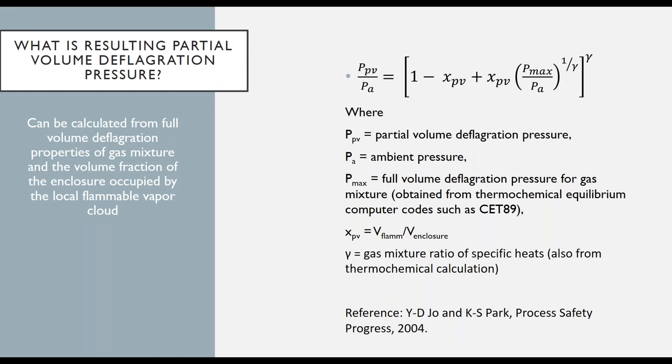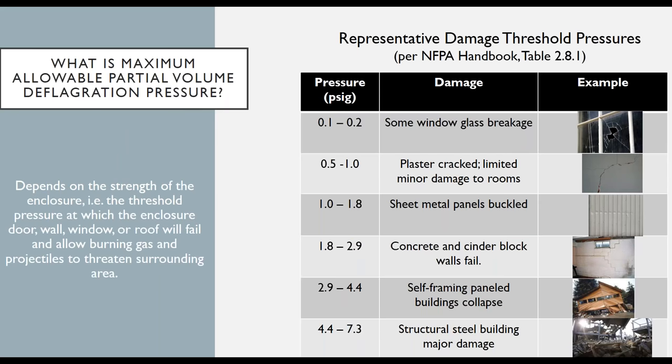Next, please. The pressure developed in a partial volume deflagration can be calculated by this equation shown in the slide. The parameters are the ratio of the flammable gas volume to the enclosure volume, XPV, and Pmax, the closed vessel explosion pressure. And using the calculated PPV, you can compare it to, next please, the next slide, which shows some representative damage threshold pressures for different structures. And they range from as little as 0.1 or 0.2 psi for glass breakage on up through wall cracking, including some stronger walls, concrete and cinder block walls, and pressures of 1.8 to 3 psi, and entire building collapse, 3 to 4.5 psi, and then structural steel suffering major damage.